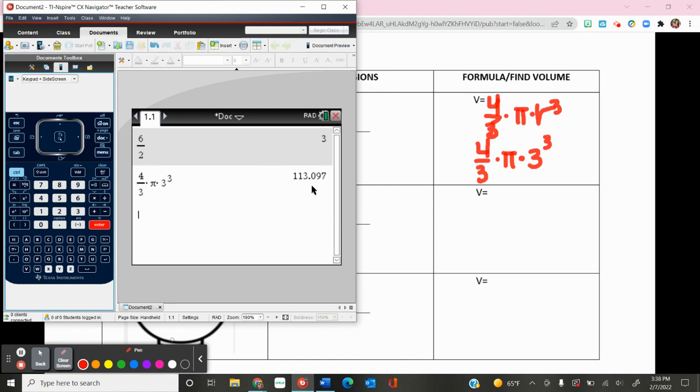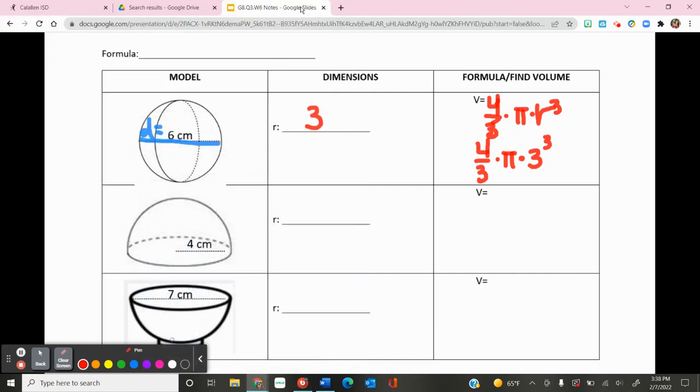Pressing enter, we get 113.097. We're going to go ahead and round this to the tenths place. So we're going to look at the hundredths place, which is a 9. And that is telling me to round the 0 to a 1. So here the volume of this sphere is 113.1. My unit is centimeters cubed. Then let's go ahead and look at the next.